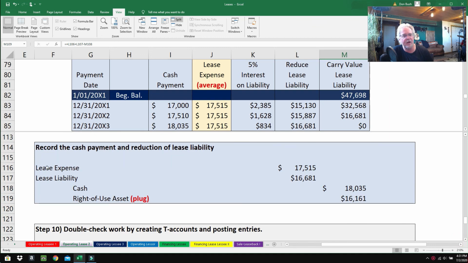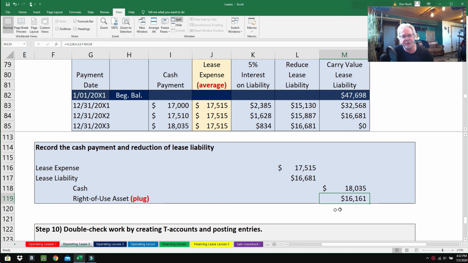Coming down to the last year. Here we are for the last year, 2003. We're going to use these numbers right along here, folks. The lease expense is coming from there. The lease liability, the reduction in the lease, it's coming from right here. And cash, $18,035. And the right of use asset is being decreased as a plug. All you're doing is add up your debits, subtract away your credit, whatever's left over.